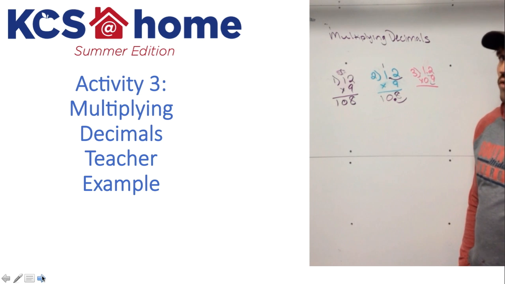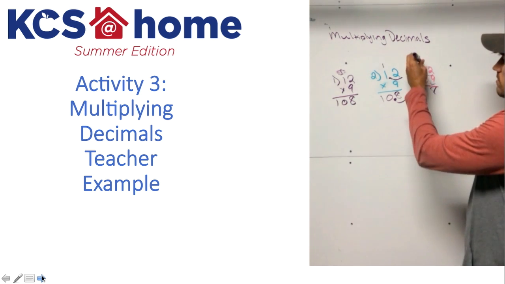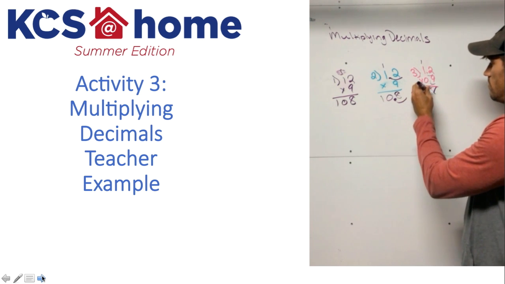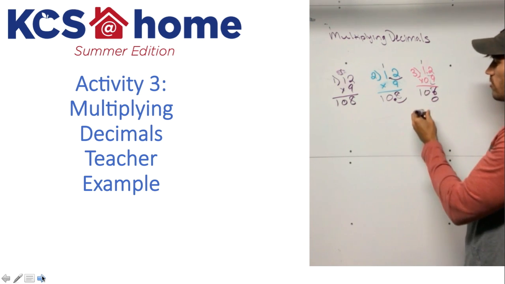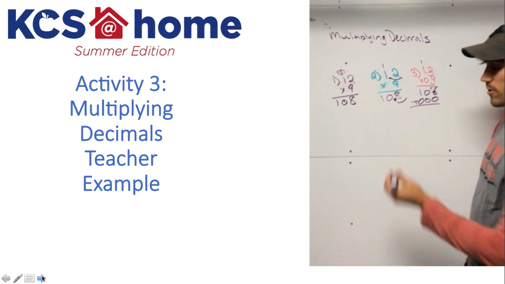First though, solve it like a regular multiplication problem. 2 times 9 is 18. 1 times 9 is 9, plus 1 is 10. Add a place value holder, everything times 0. Combine your partial products.